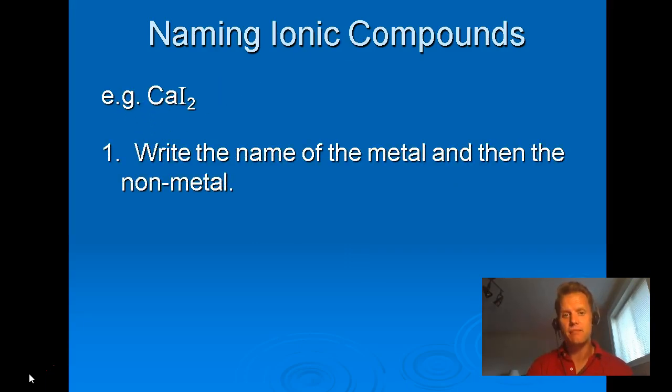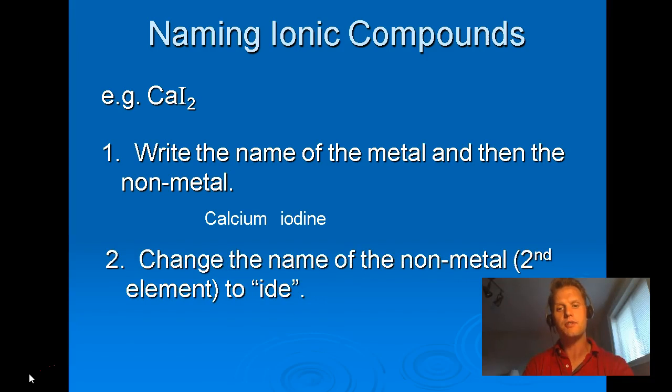To give a name, all you do is you write the name of the first element, and you write the same name of the second element, but you put "ide" on it. So calcium is the first element, and iodine is the second element, and I'm just going to change the second name to iodide. And that's it. That's how you name compounds.